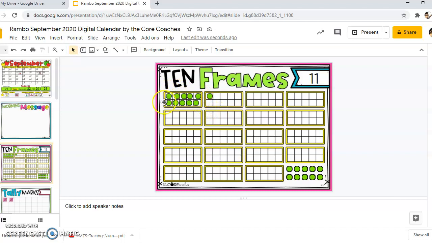You're right. We already know that this is 10, so we can start from the number 10 and count up. Ready? 10, 11.